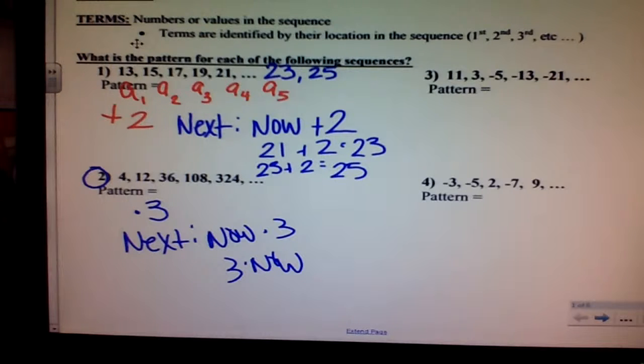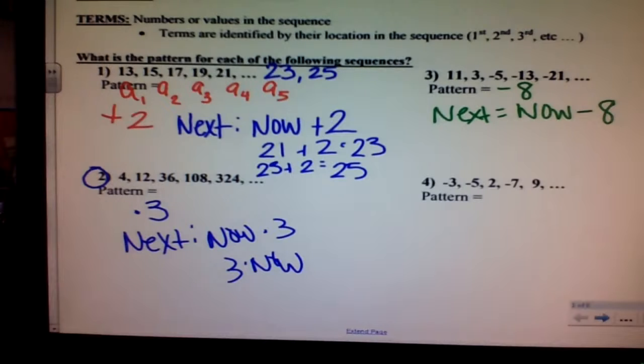What's my pattern in number 3? Subtract 8. Subtract 8. So that means next equals now minus 8. Can I just do n equals n minus 8? No, we're actually going to change it though.